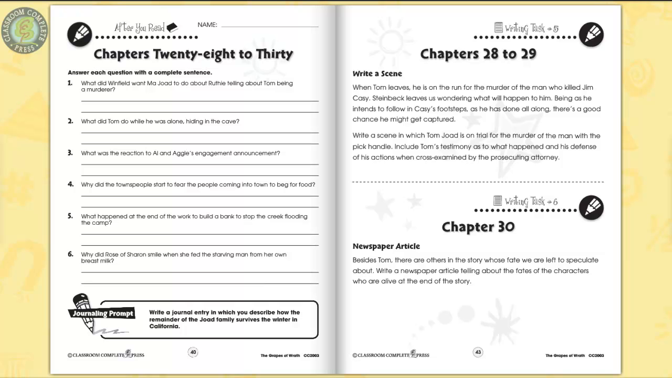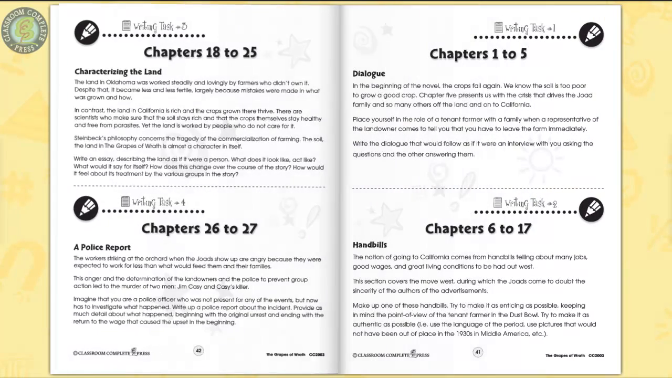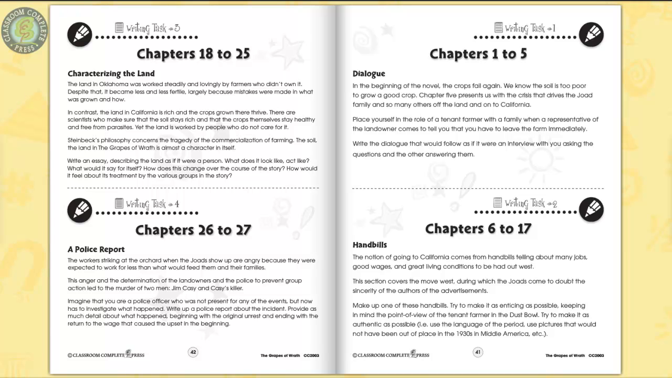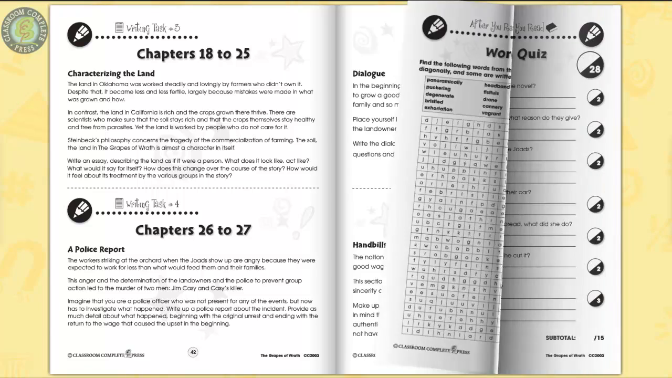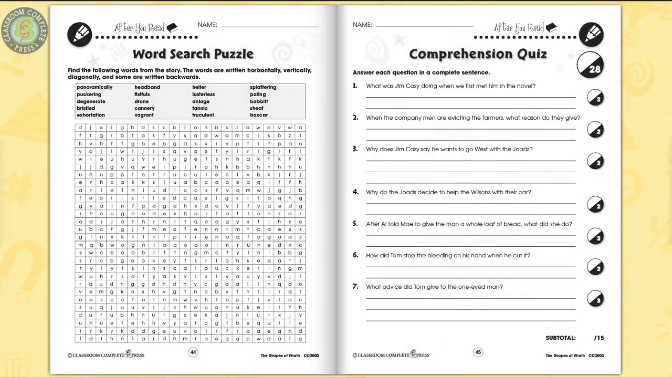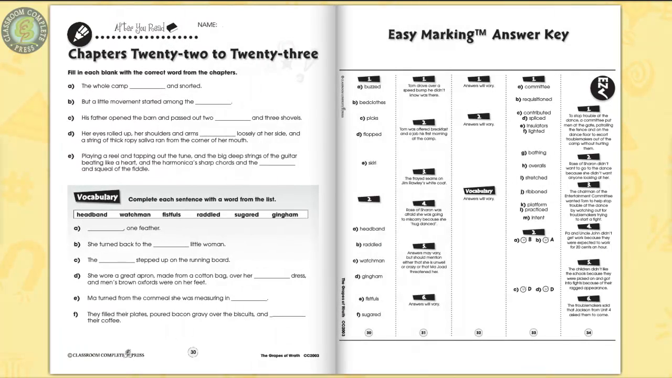Supplement an existing unit with in-depth writing tasks, such as creating a handbill advertising the many jobs, good wages, and great living conditions being offered out west. A word search puzzle and comprehension quiz ends the unit. The easy marking answer key works by lining up perfectly with the matching question pages.